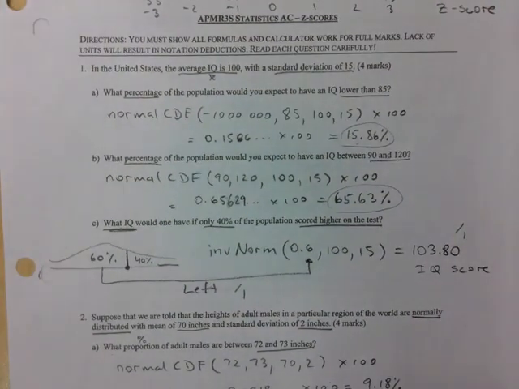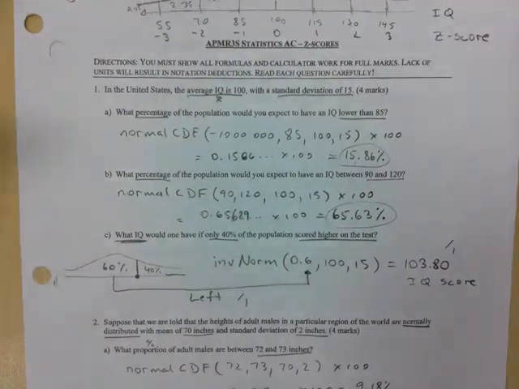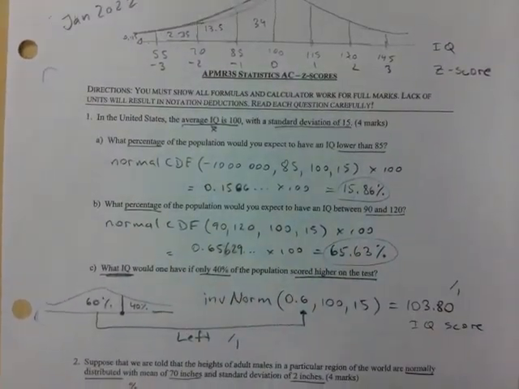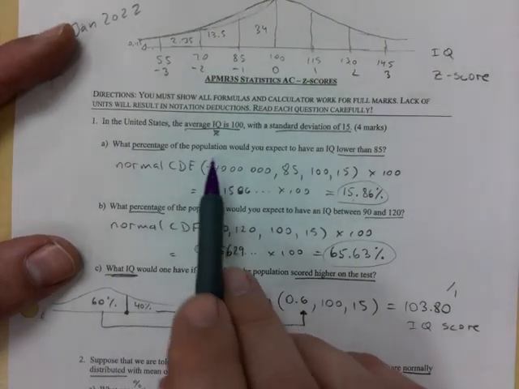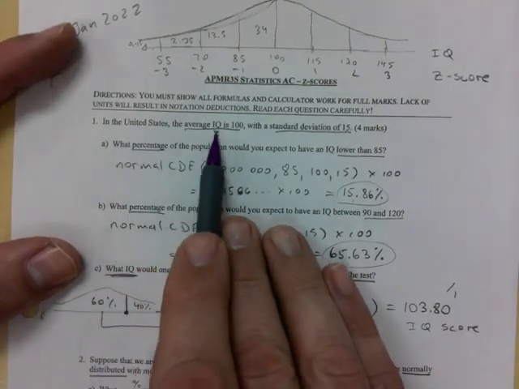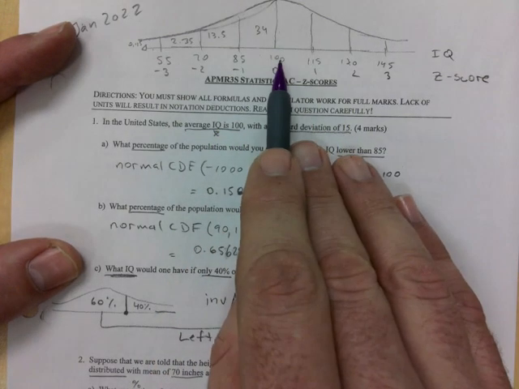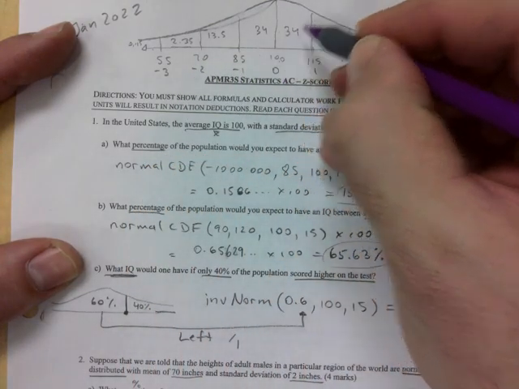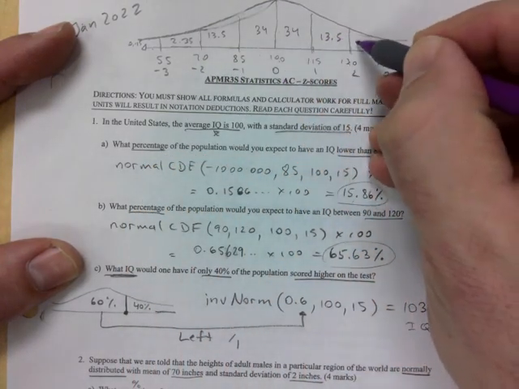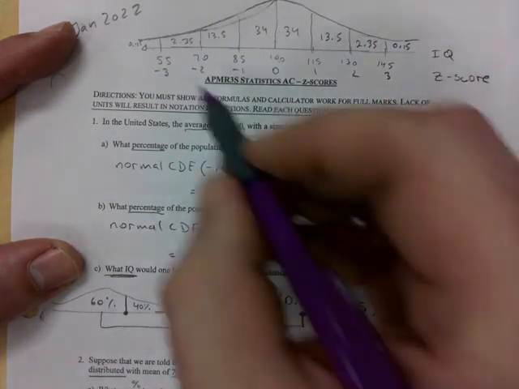All right, z-scores, sorry, can't help it. So I'm just going to go over the key that I have here to help you out. So in the US, the average IQ is 100, standard deviation is 15. So I went ahead and filled out a normal curve just to illustrate the point and to make it easier perhaps for you to grasp and understand, right?